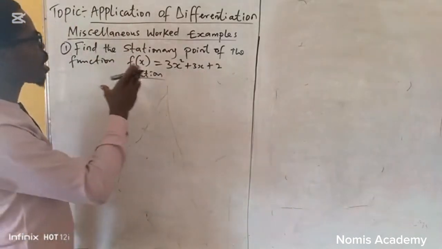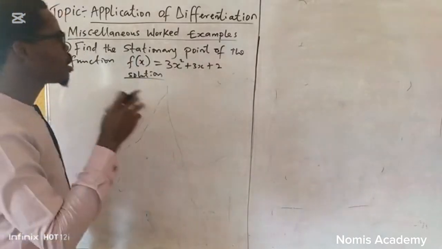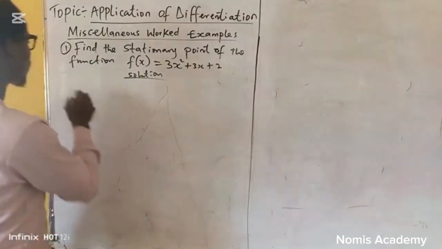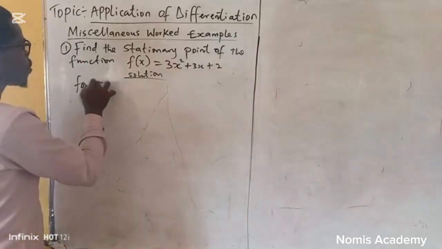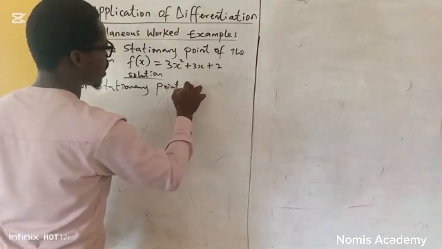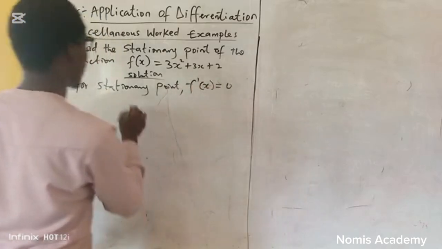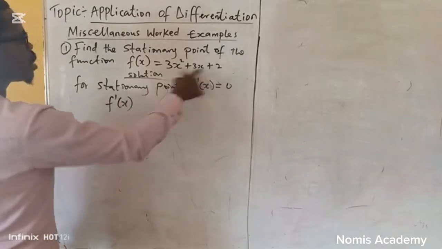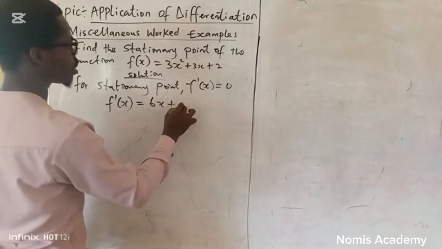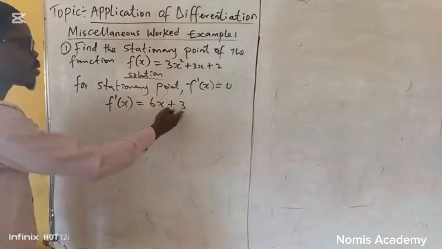Now, for a curve to have a stationary point, it means that at that point, the dy/dx or f prime of x is equal to 0. For stationary points, f prime of x is equal to 0. So we have to differentiate the function, and that will equal 6x plus 3. So this is the derivative of the function, or the f prime of the function.